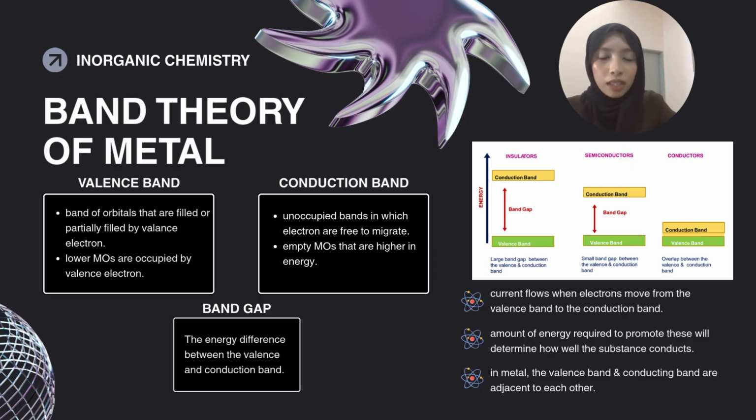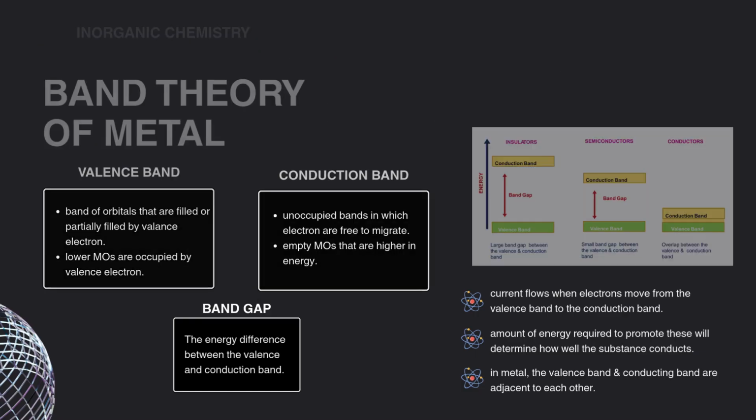As shown in the energy band diagram, for an insulator the band gap is large, while a semiconductor has a small band gap, and in a conductor the valence band and conduction band overlap. Current flows when electrons move from the valence band to the conduction band, and the amount of energy required to promote this will determine how well the substance conducts. And in metal, the valence band and conduction band are overlapping with each other.